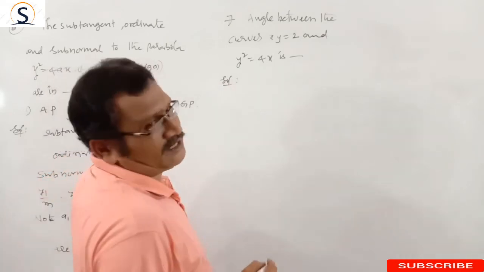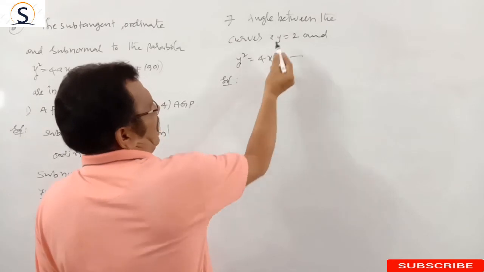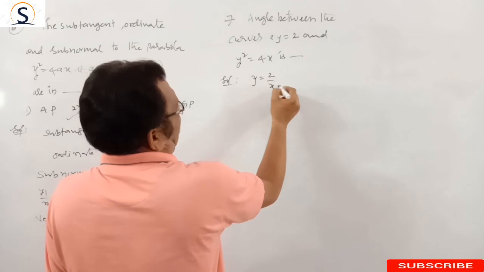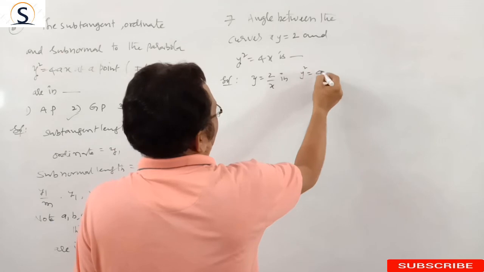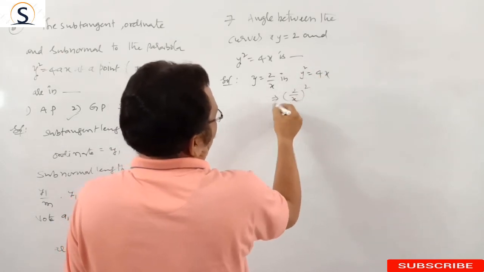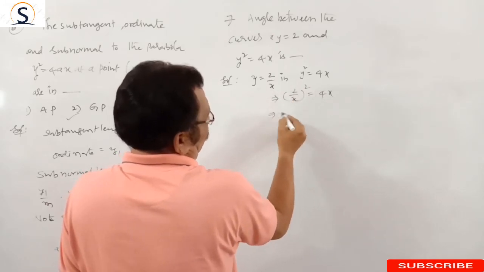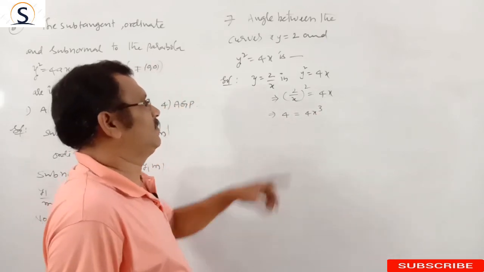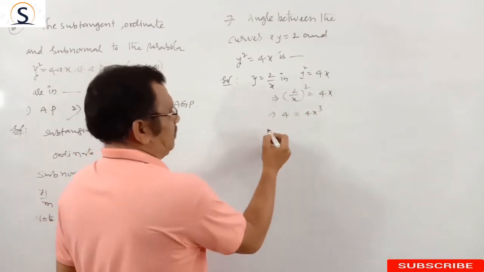First of all, we have to find the point of intersection of the two curves. So here xy is equal to 2, or y is equal to 2 by x. Substituting y is equal to 2 by x in the second equation, y square is equal to 4x, we get 2 by x whole square is equal to 4x. This is 4 by x square is equal to 4x. Cross multiplying, 4 is equal to 4x cube. Then 4 cancels.